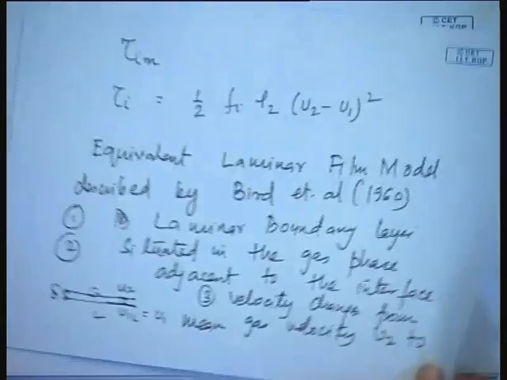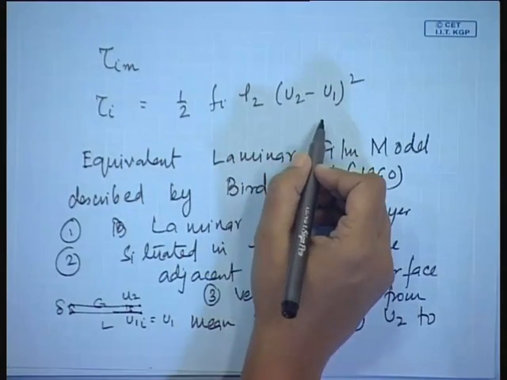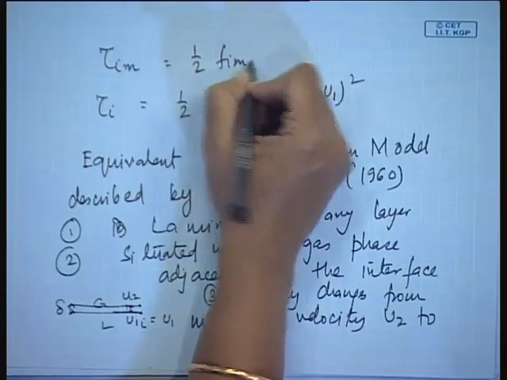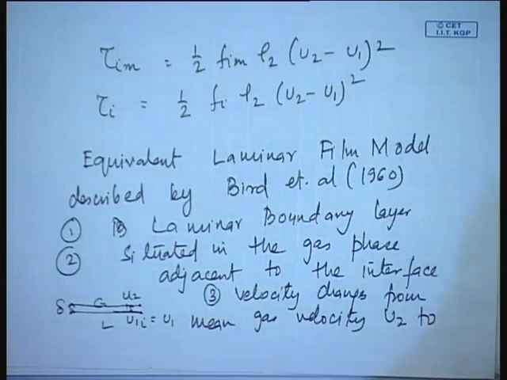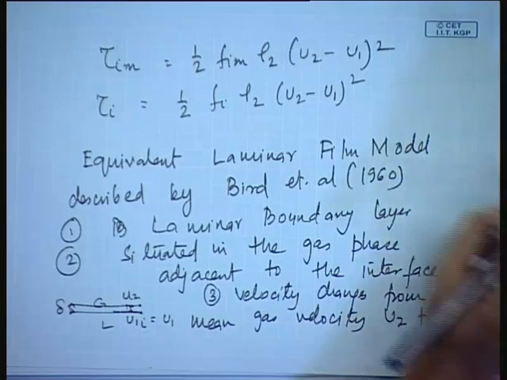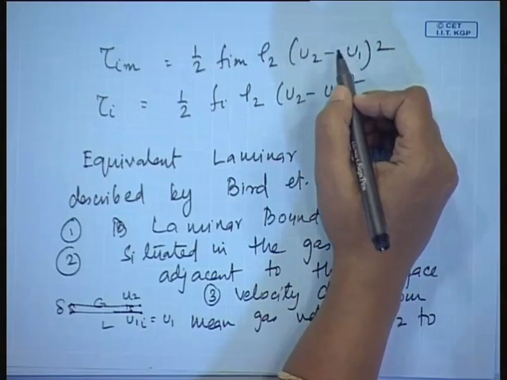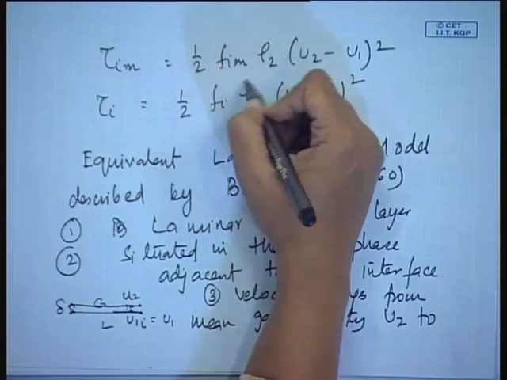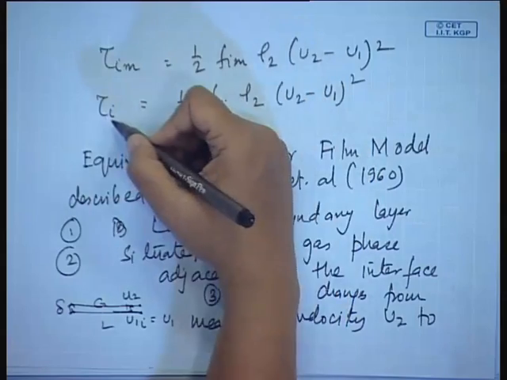Once we make these suppositions, we can write down tau I equals to this. In a similar way, tau im equals to FIM rho 2 into u2 minus u1 square. Yes or no? Because this is the change in velocity which is happening, and since this is located on the gas side, therefore it is rho 2, and FIM is the equivalent friction factor for tau im, Fi is the equivalent friction factor for tau I.